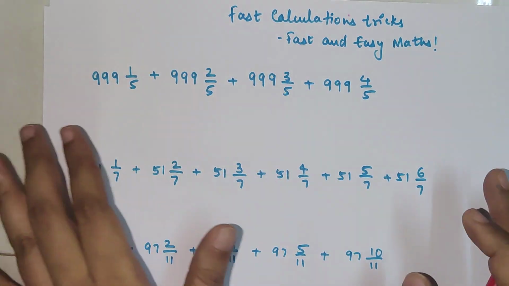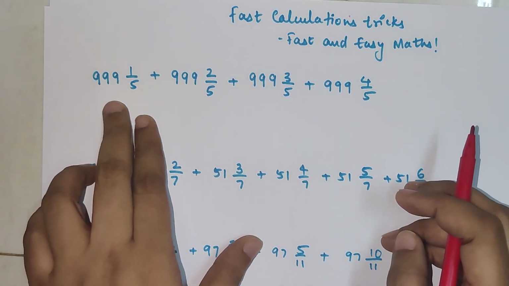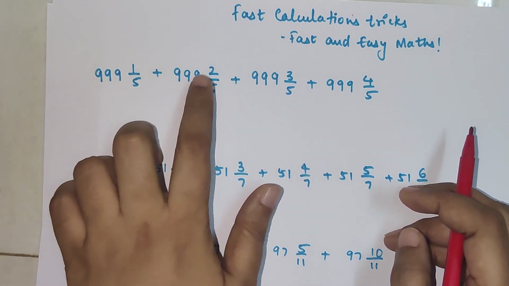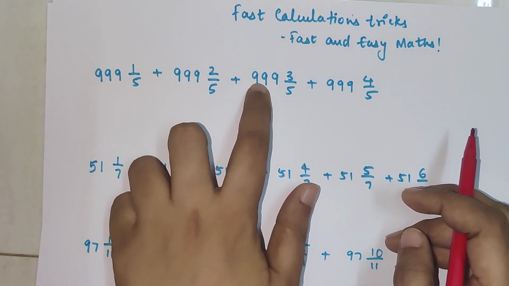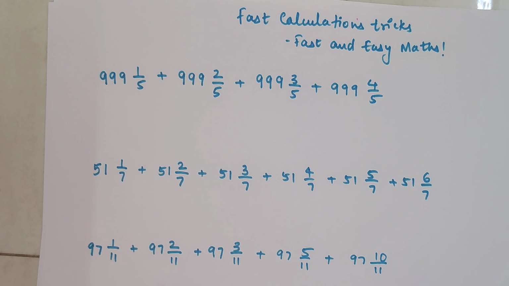Okay, so here all of them are mixed fractions. Okay, all the numbers have mixed fraction. So we have 999 1/5 plus 999 2/5 plus 999 3/5 plus 999 4/5. So in that particular case, you cannot even think of going to your normal method of converting everything into improper form and then doing the addition, and then final answer will be a improper fraction, and then you will convert it into a mixed form. No, that's really not going to be easy, and it's going to be very time consuming.